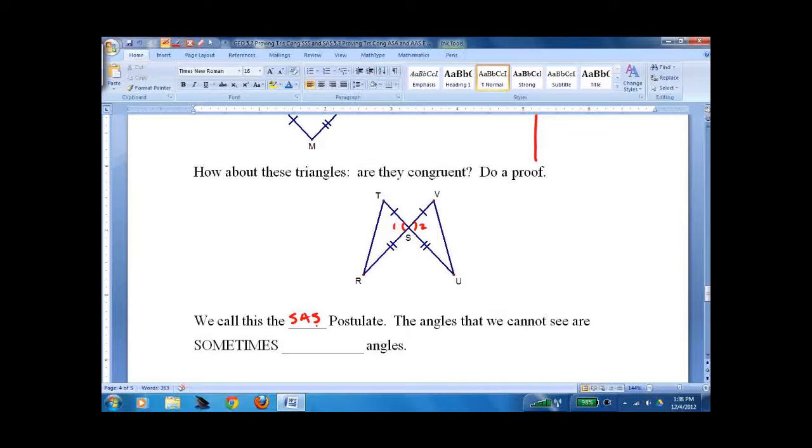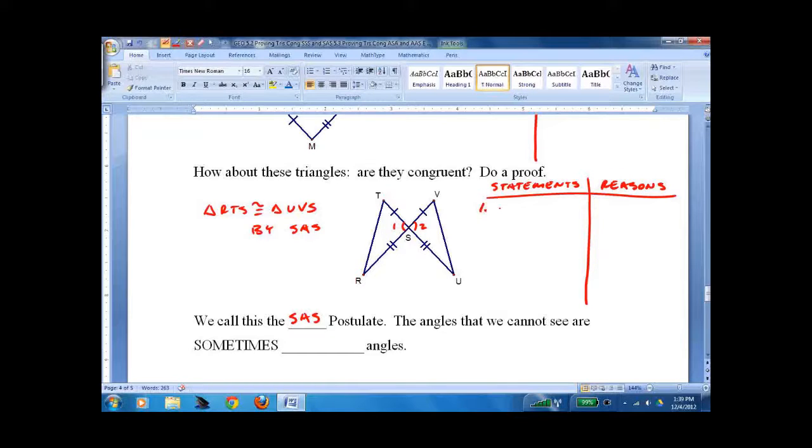Again, we can't prove it. So we would look at this and say triangle RTS is congruent to triangle UVS by side, angle, side. And you should do a proof. You should pause the recording and do a proof yourself first. Now we'll do it now. Statements. Reasons.